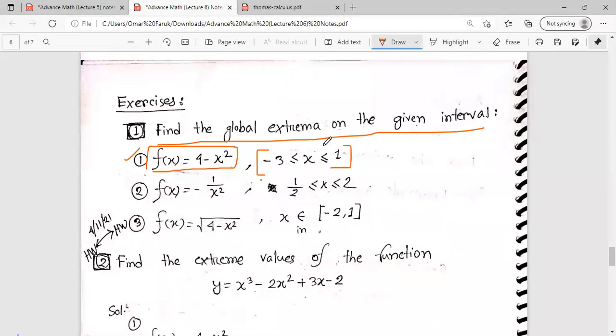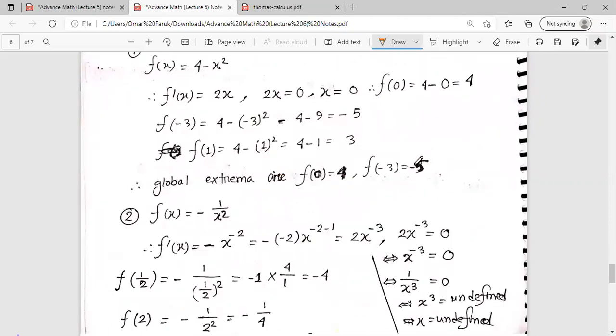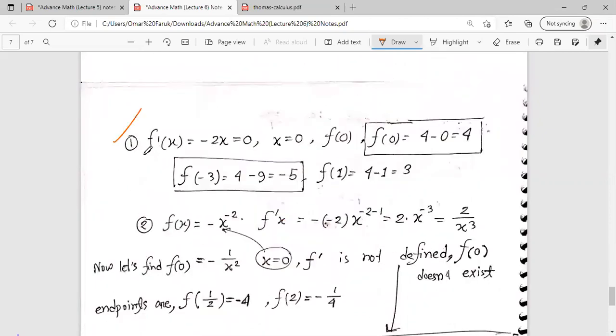So now we have to find the derivative of this function and write its derivative equal to 0. And then we have to find f of minus 3 and also f of 1. So here is the answer. Firstly, we find the derivative of the function.